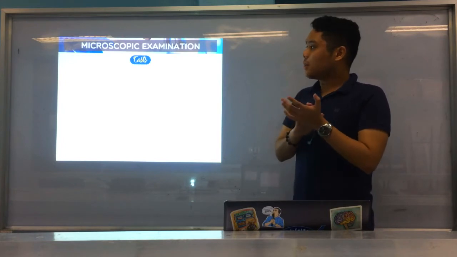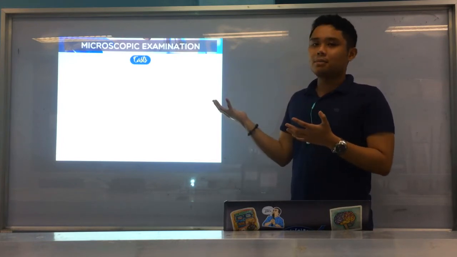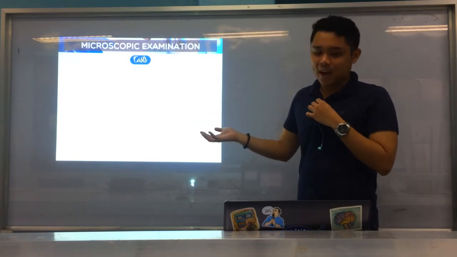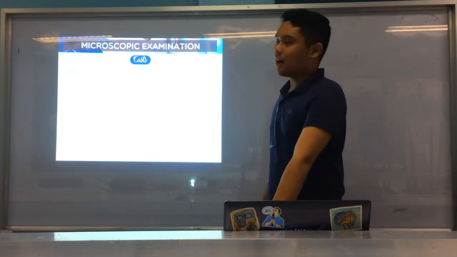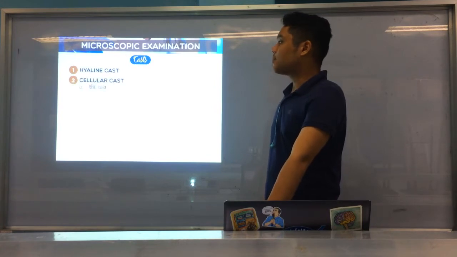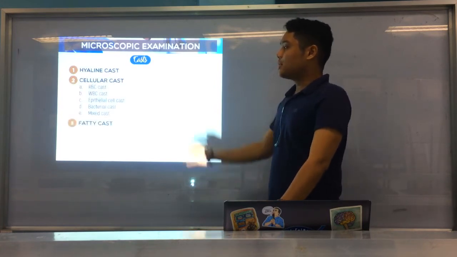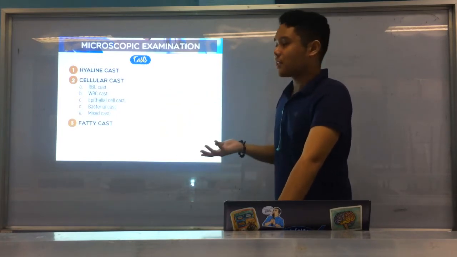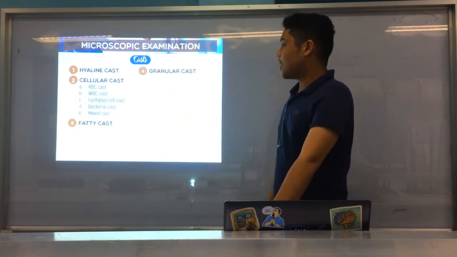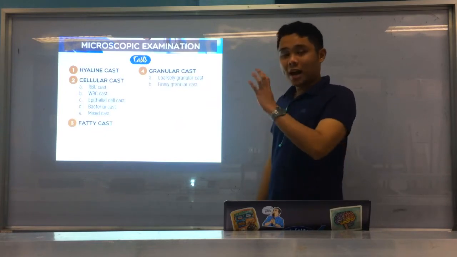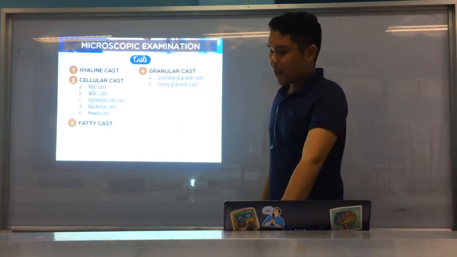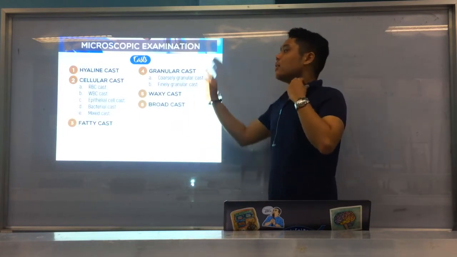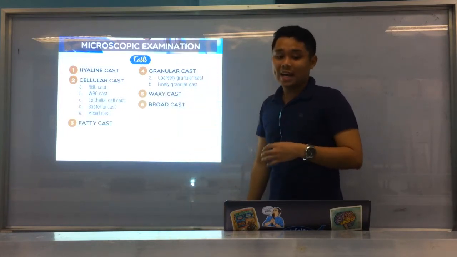Now, our next video will discuss another urinary constituent, which is your casts, okay? And your casts can have different types. It could be hyaline, or cellular cast; by the name itself, cellular, it contains a lot of cells, okay? It could be different cells. Fatty cast, granular could be coarse or fine, and then waxy cast, and lastly, you have the broad cast, okay? So we'll go individually through the different types of casts, okay?